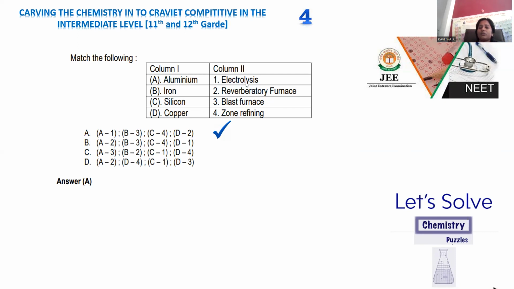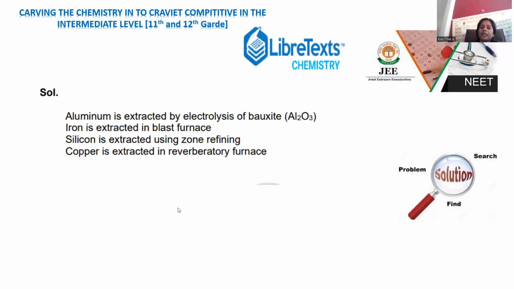Furnaces, electrolysis, all these are higher temperature devices, suitable for metals. Silicon, being a semiconducting element, we can say a metalloid in the clear sense, we can go for what? Zone refining. So this is the way question number 4 can be answered. For question number 4, option number A will be the right answer.